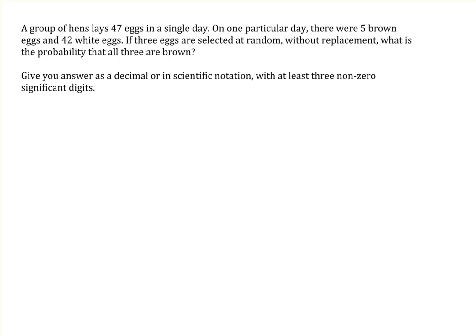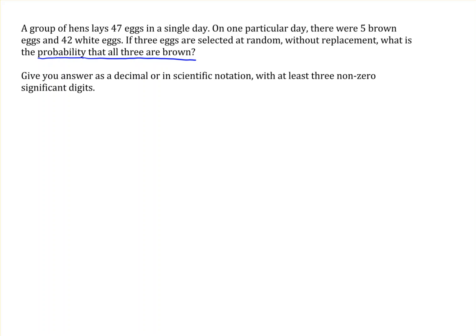In order to solve this, we need to first find out what we're being asked. So we're asked for a probability that all 3 eggs selected are brown. And we can reword that. So we could say that we're looking for the probability that the first egg is brown, and the second egg is brown, and the third egg is brown. So joining those events together with "and" tells us to use the multiplication rule.